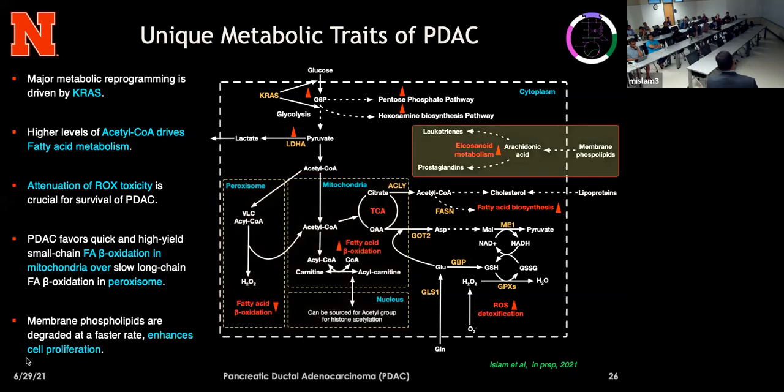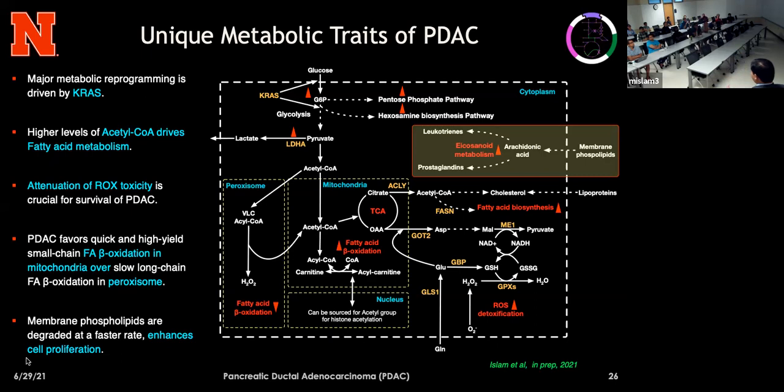Also, we see that the membrane phospholipids are degraded at a faster rate, which probably means that since this is a rapidly proliferating cell, it will try to recycle all those membrane phospholipids for making new cells. So with all these observations, we thought, okay, we know where the most significant changes are happening. Can we see if there are drugs associated with those genes or those pathways?